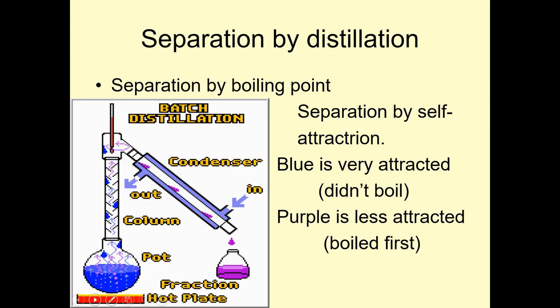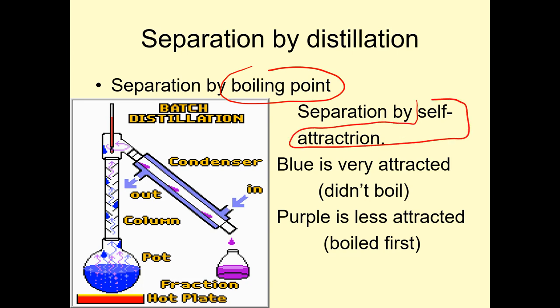That's it. Separation by distillation. This is separation by boiling point. Boiling point is based on self-attraction. Okay? So if I'm very attracted to myself, I won't boil. If it's less attracted, it's going to be what boiled first. Okay, so what happens here? I've got two things in here. I've got blues and I've got purples. Purples are not very attractive.